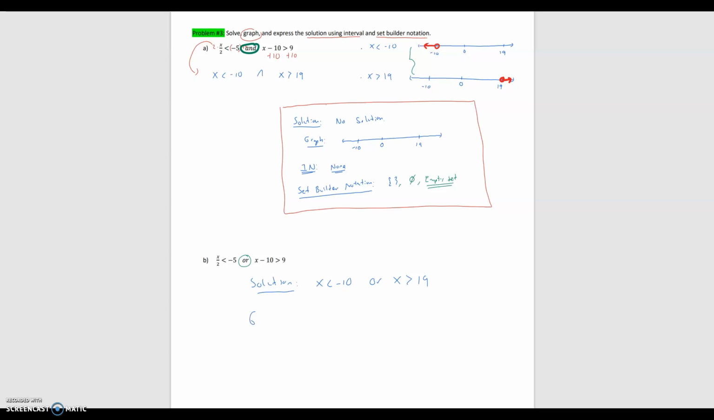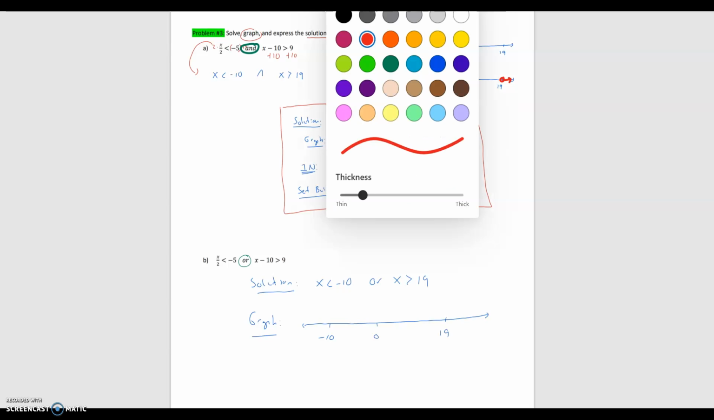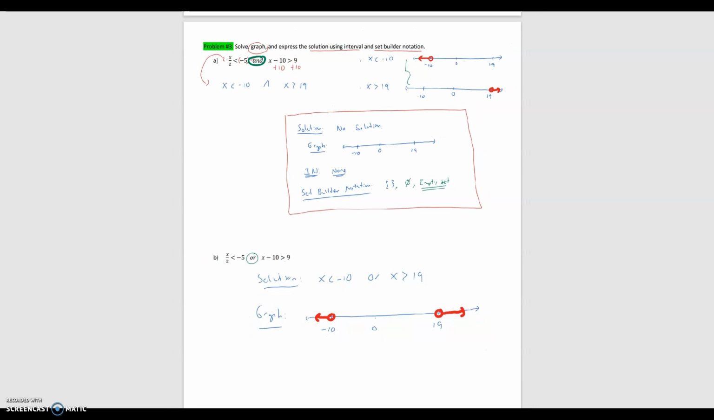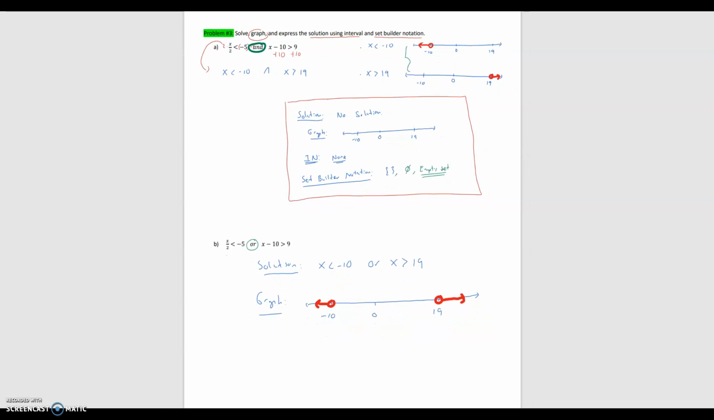The actual graph is just going to consist of those two solutions in one. So technically 0, this will be 19, this is negative 10. And as we're merging both of these, greater than 19 is from here to the right, and then from here to the left. X is greater than 19 represents this. X is less than negative 10 represents that value there.